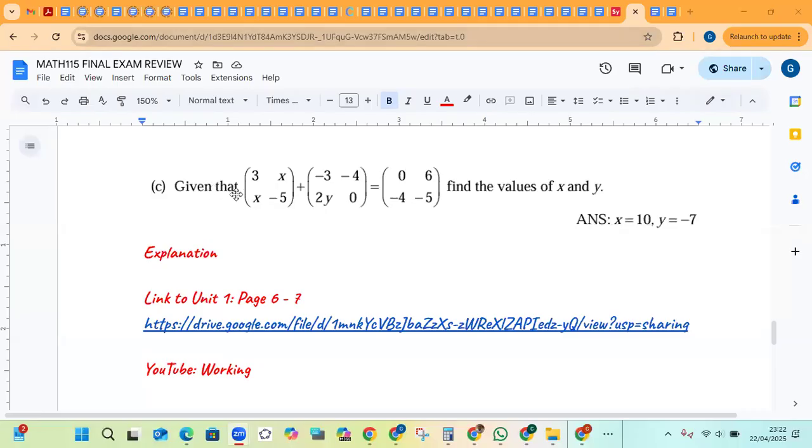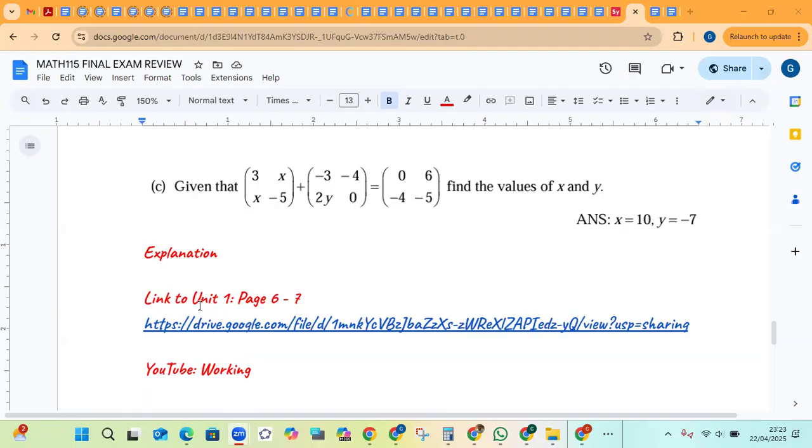This recording is with regards to Part C, number 1, in the MAP 115 final exam review. It's on matrices. Here we have a 2 by 2 plus a 2 by 2 is equal to a 2 by 2. As you can see, there are certain letters involved, variables, meaning they are unknowns, and the question says to find the values of x and y. Actually, it gave us the answer, x is 10 and y is equal to -7. So let's find out how this 10 and this -7 were obtained.